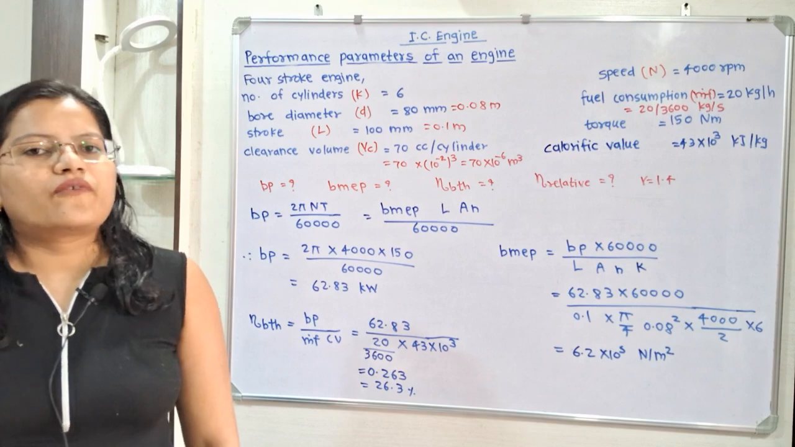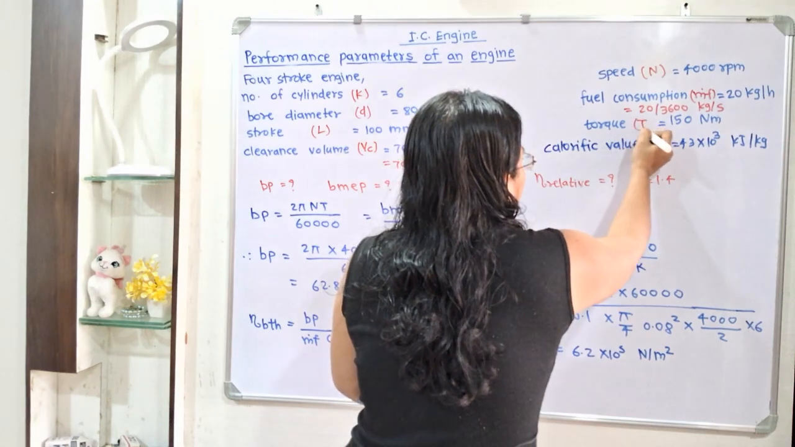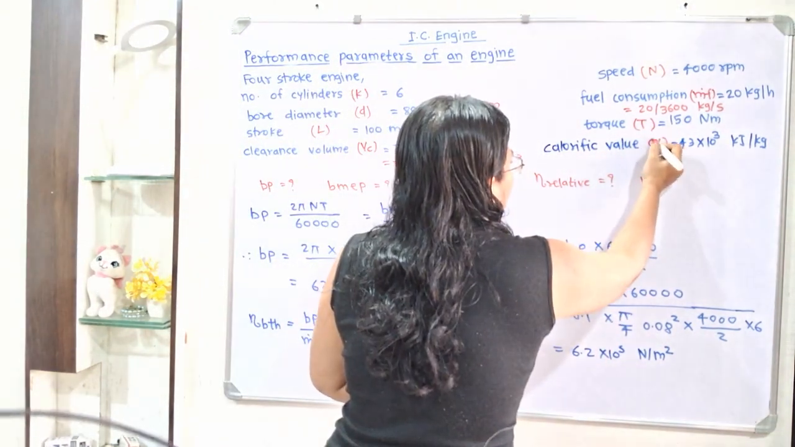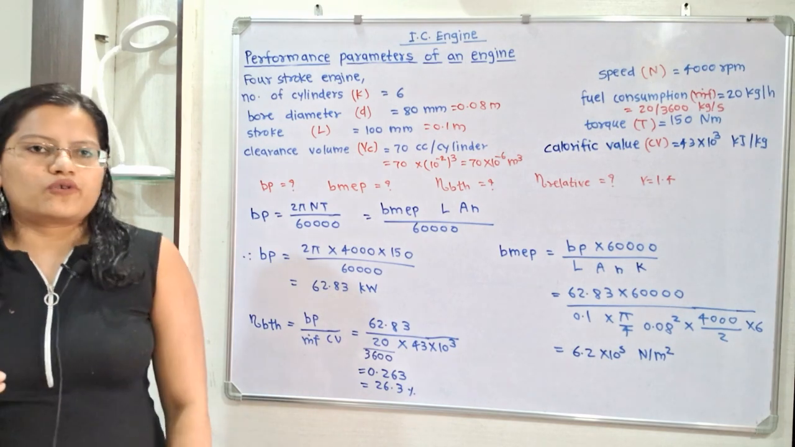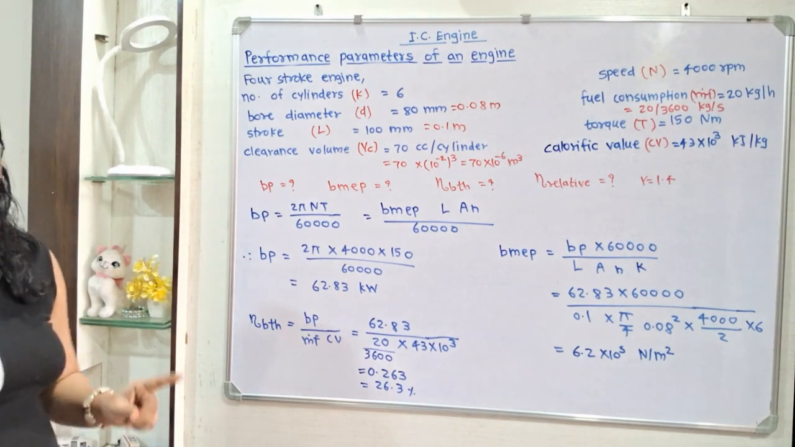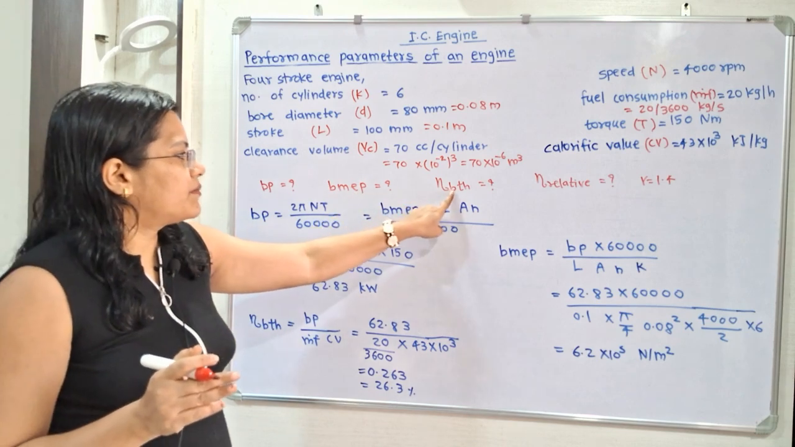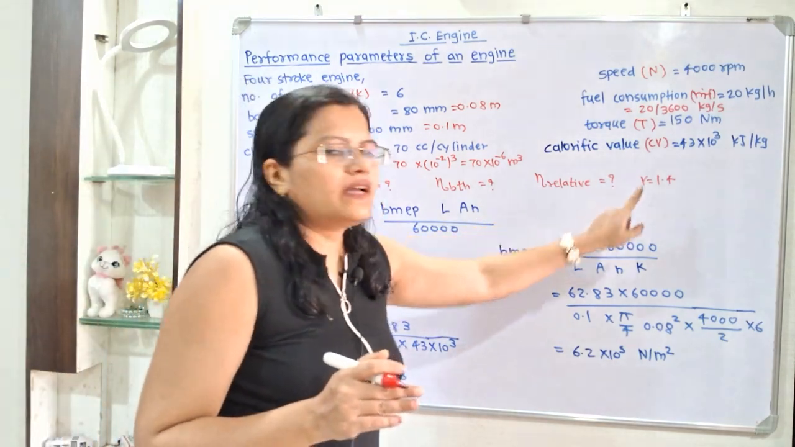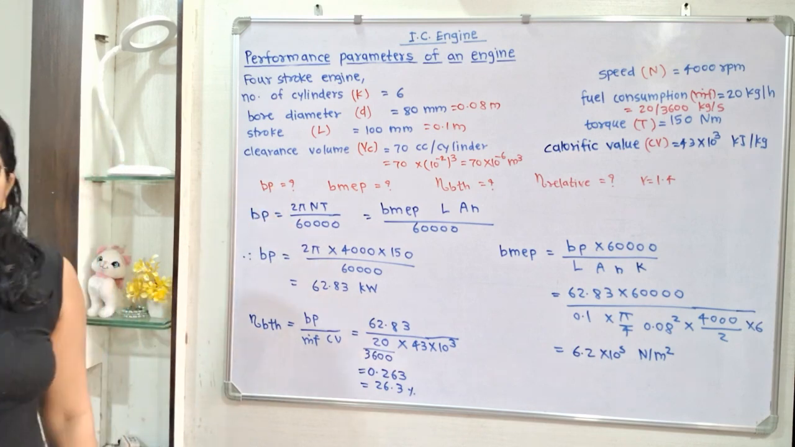Then torque is 150 Newton meter. For torque the notation is capital T. Calorific value is CV, which is 43 into 10 raised to 3 kilojoule per kilogram. And we have to find out brake power, brake mean effective pressure, brake thermal efficiency, and relative efficiency when gamma is equal to 1.4. Now we will first find out brake power.